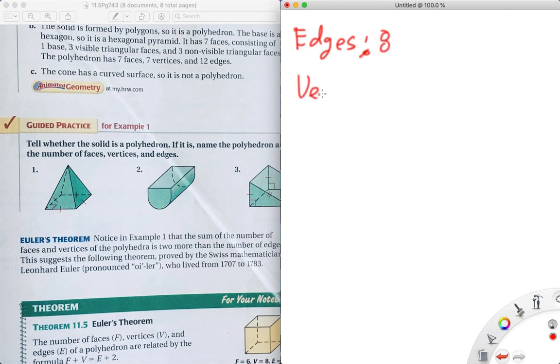Vertices are the points. I don't spell vertices. I probably spelled it wrong. So I have 1 up top, 2, 3, 4, 5. So I have 5 vertices. And then faces, I have 1 triangle in the back, 1 in the front, 1 on the side, 1 to the other side. So 1, 2, 3, 4, and then 1 on the bottom, which is 5. So faces, I also have 5. So that's for number one.